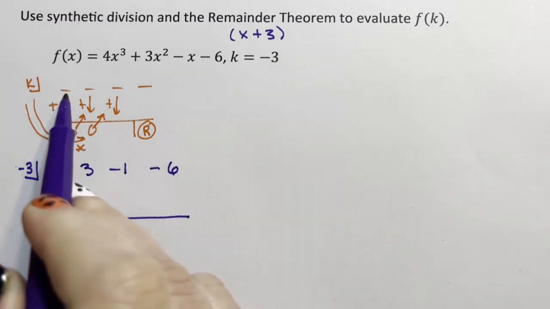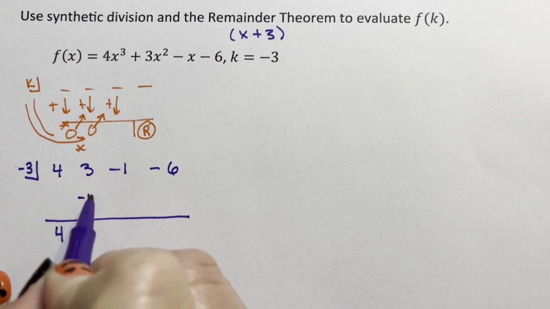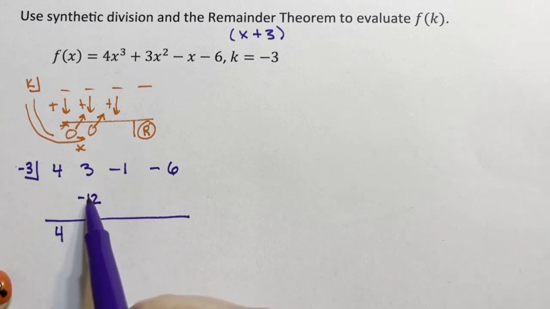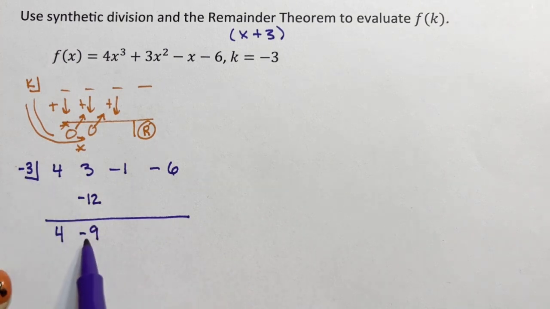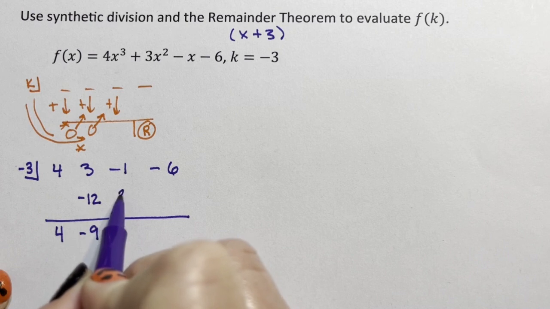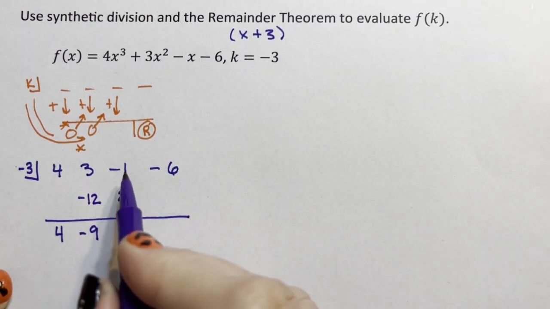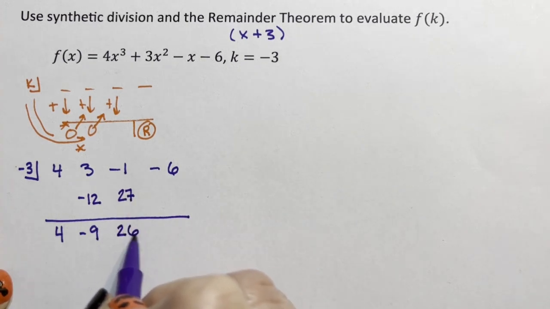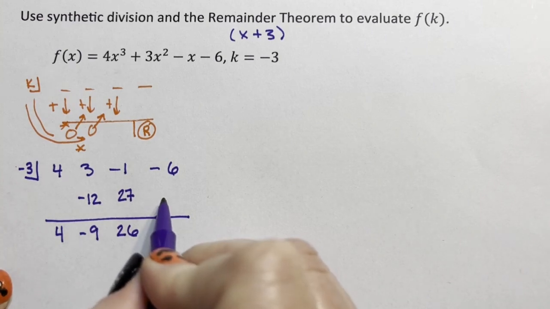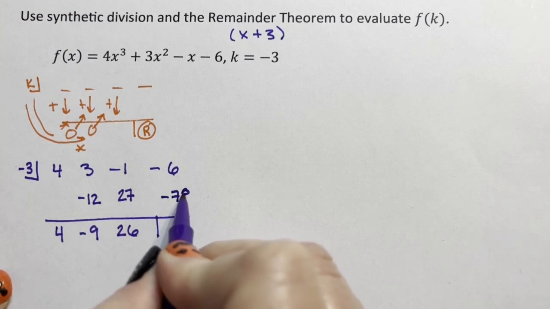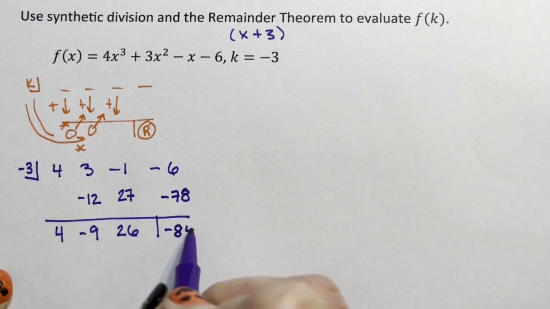If we follow this practice, 4 plus 0 is 4, -3 times 4 is -12. 3 plus -12 is -9. -3 times -9 is 27. -1 plus 27 is 26. -3 times 26 is -78. And -6 plus -78 is -84.